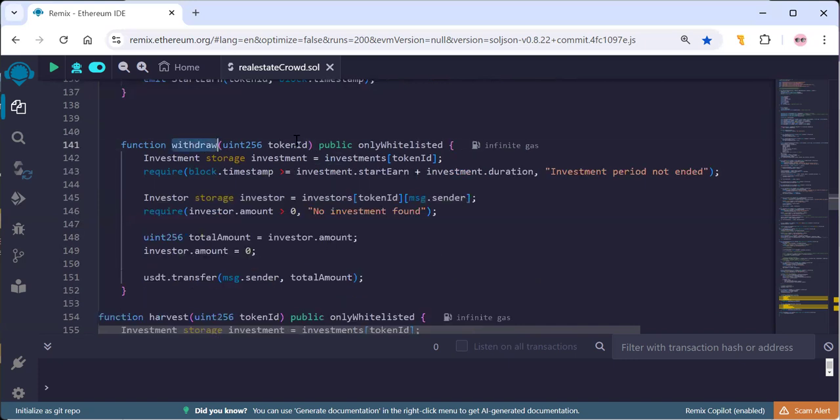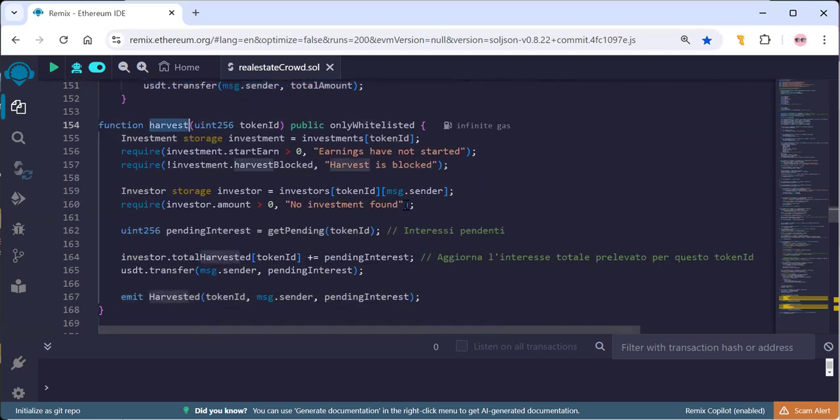Then withdraw. After the investment duration, the period of duration of the investment, the investor can withdraw the total amount that they invested at the beginning. So you can see the transaction of the transfer. And then harvest, they can also harvest eventually what they farm during this period. So, for example, after 1 year of the investment, they can withdraw the complete total of the APY.